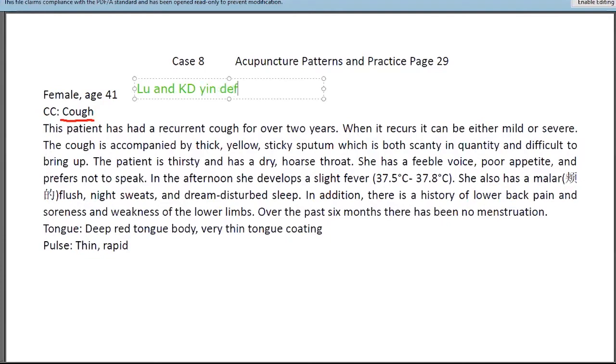Kidney in the previous. So when we say lung yin deficiency, does that also include qi deficiency? I'm thinking about the feeble voice, the preference to not speak, those are qi symptoms, but is that included in the yin? It's not including the yin. Yeah, that's our next question. So you make the pattern lung yin deficiency. What do you think about that? There is some qi deficiency in here.